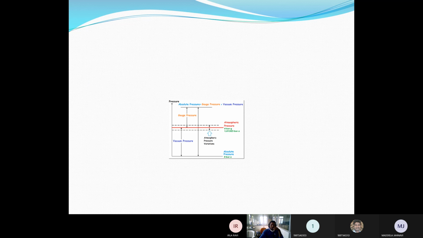And here we are seeing one graphical representation on the paper. Atmospheric pressure is the reference point. Gauge pressure is lying above the atmospheric pressure, and vacuum pressure is represented below the atmospheric pressure. Understand? So pressure measured above the atmospheric pressure is called gauge pressure. Pressure measured below the atmospheric pressure is called vacuum pressure.